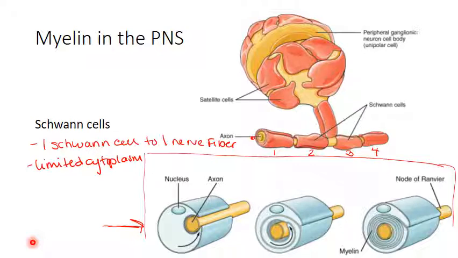We call that region, it's not labeled on here, the neurolemma. That neurolemma is going to contain the nucleus and the cytoplasm and the other organelles. Okay, so let's compare this to our central nervous system myelin.